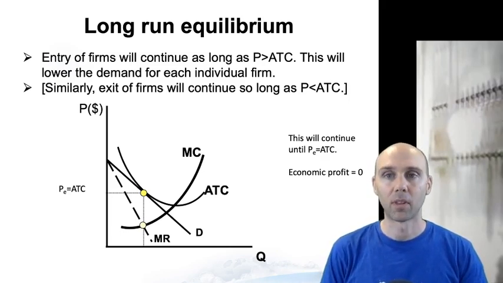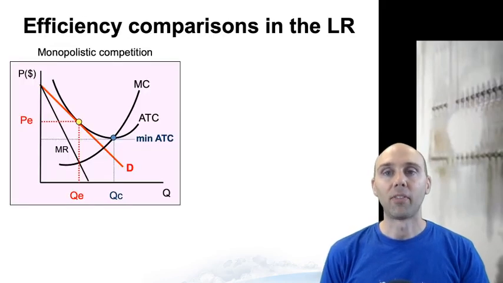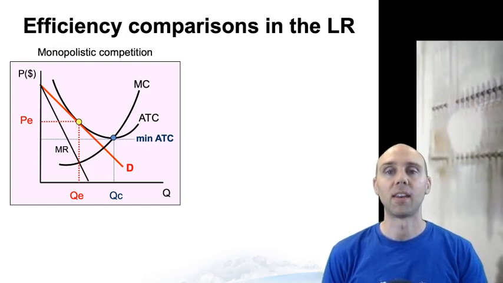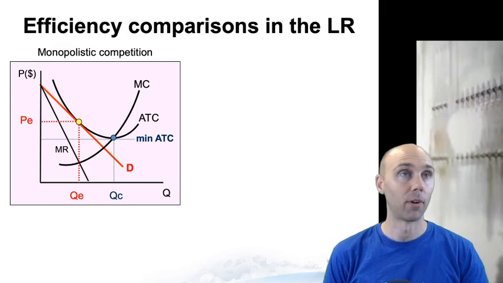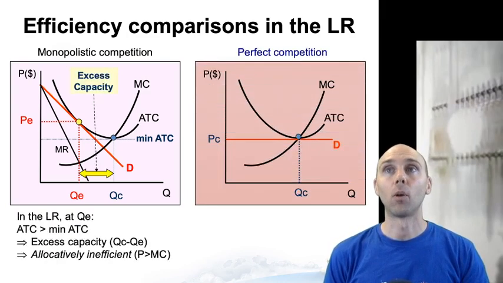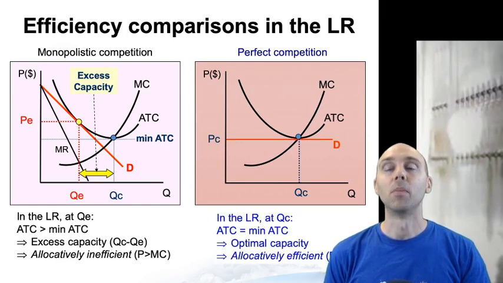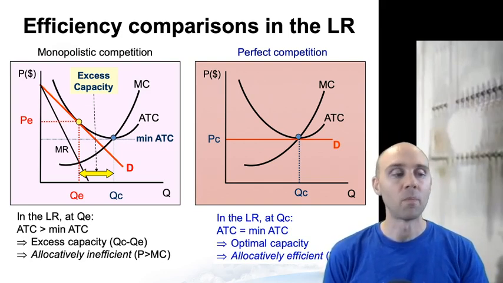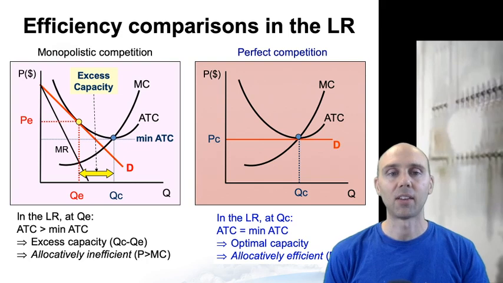We also briefly spoke about the efficiency comparisons in the long run. So even though both monopolistic and perfect competition end up with zero economic profits per firm, at least in the case of perfect competition, we know that our firms are producing at the minimum of their average total cost curve, which from a societal point of view is an efficient allocation of society's resources. So we call that allocatively efficient.